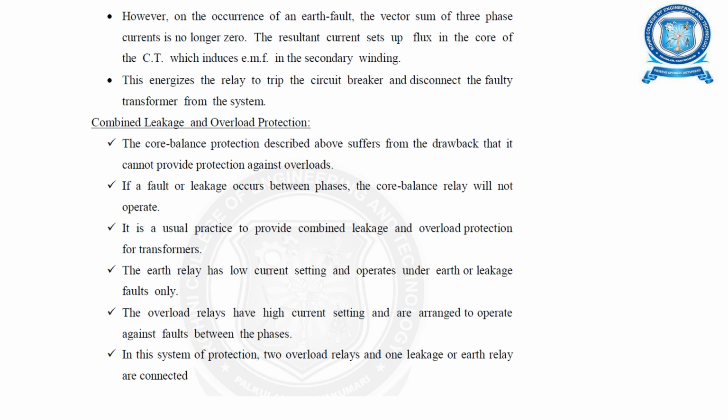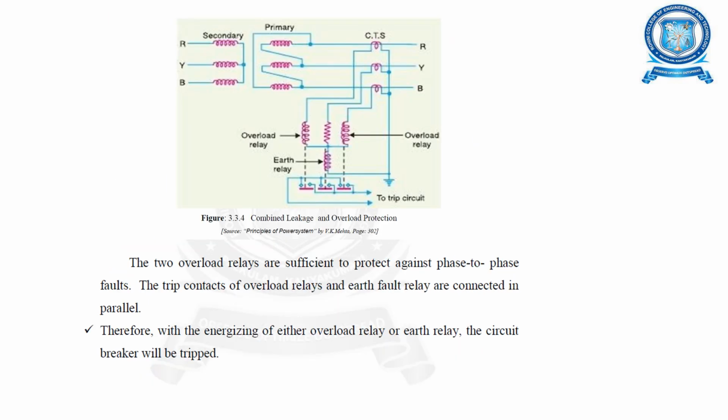In the system protection, two overload relays and one leakage or earth relay are connected. This is the combined leakage and overcurrent protection diagram. The two overload relays are sufficient to protect against phase-to-phase faults. The trip contacts of the overload relays and the earth fault relay are connected in parallel. Therefore, with the energizing of either an overload relay or the earth relay, the circuit breaker will be tripped.